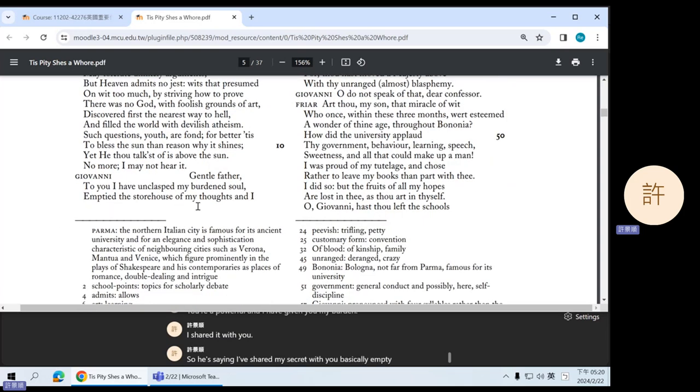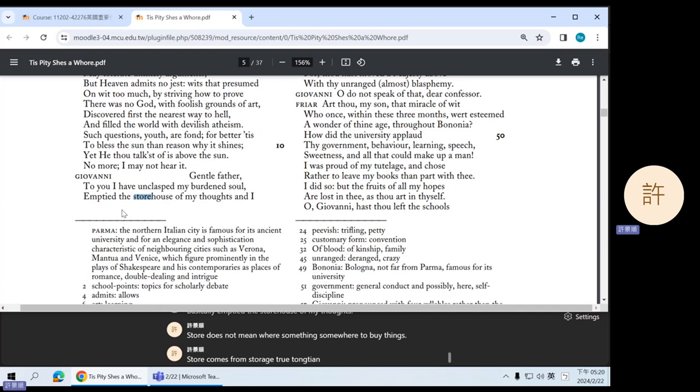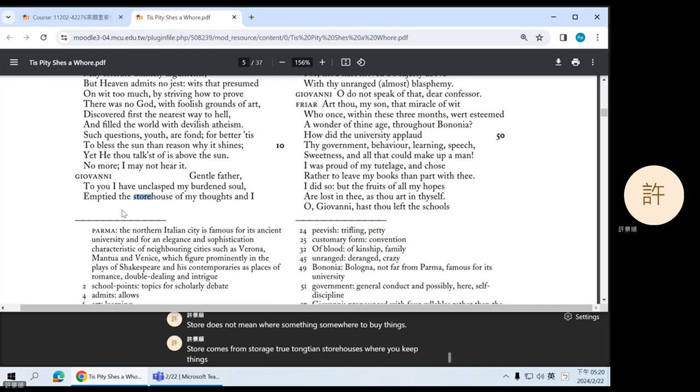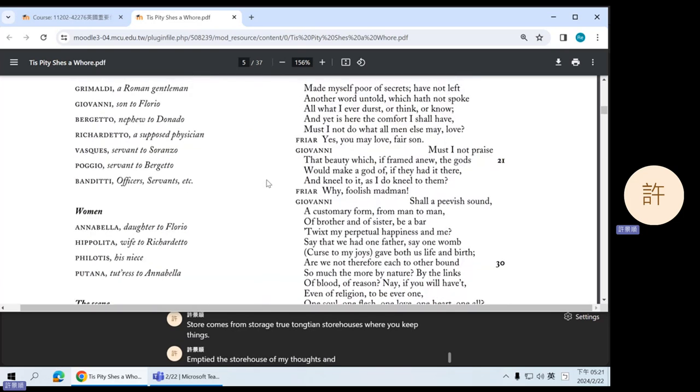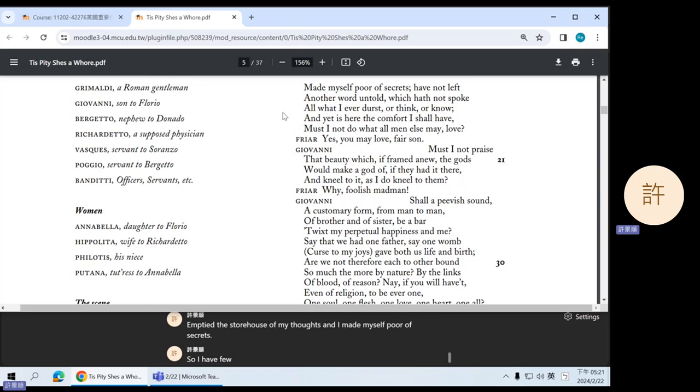Emptied the storehouse of my thoughts. Store does not mean somewhere to buy things. Store comes from storage, 储藏间. Storehouse is where you keep things. Emptied the storehouse of my thoughts, and I made myself poor of secrets. So I have few secrets left. Why? Because I have given them to you. So it's a creative use of language.